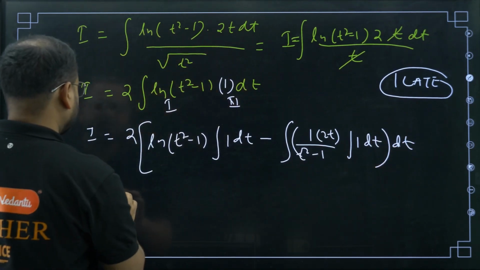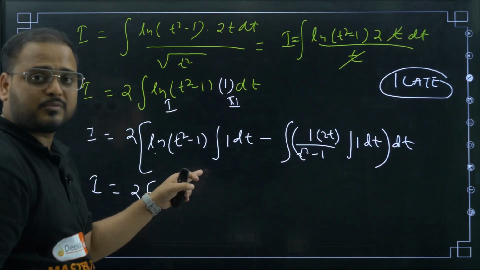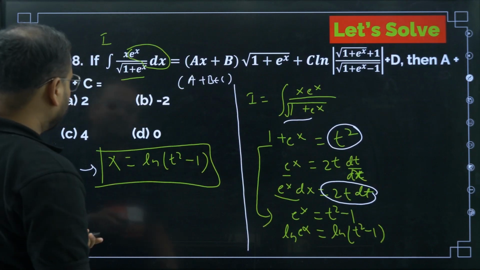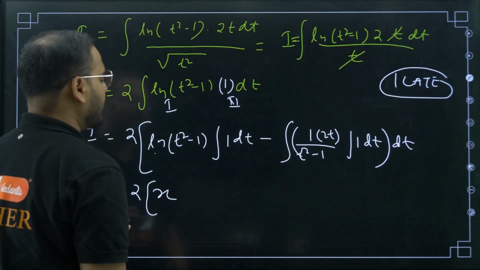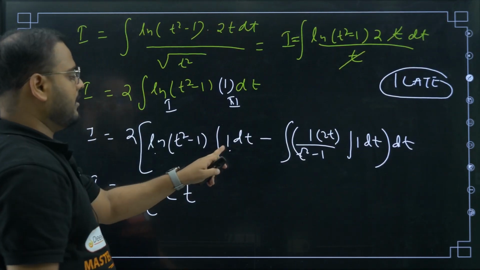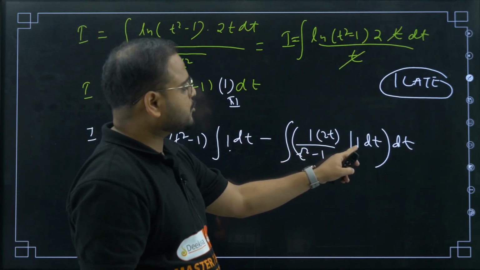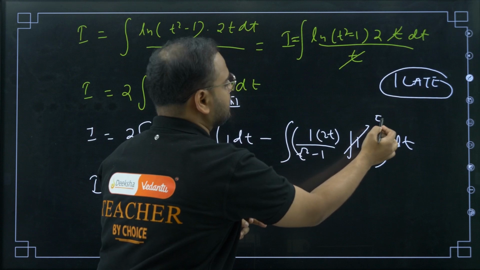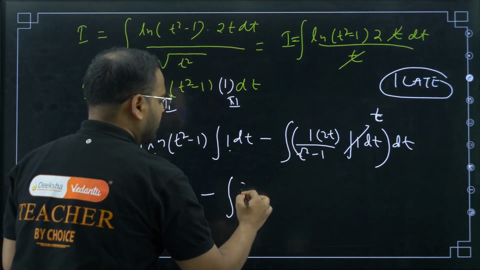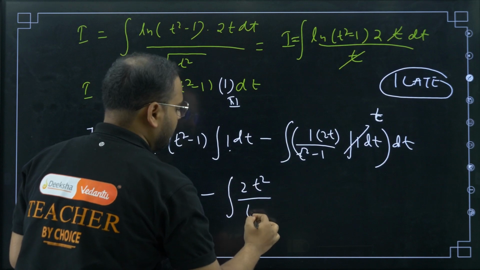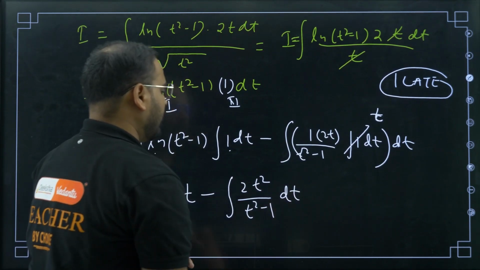Okay, let's look at this. I will get 2. What is this? Ln of t square minus 1 is how much? Please check. Simply x, sir. So write this as x. How much is this? Simply t. The integration of 1 is simply t, with the minus sign. How much is this? This is also t, sir. T times this thing will become minus 2t square upon t square minus 1. Am I right or not? Yes.